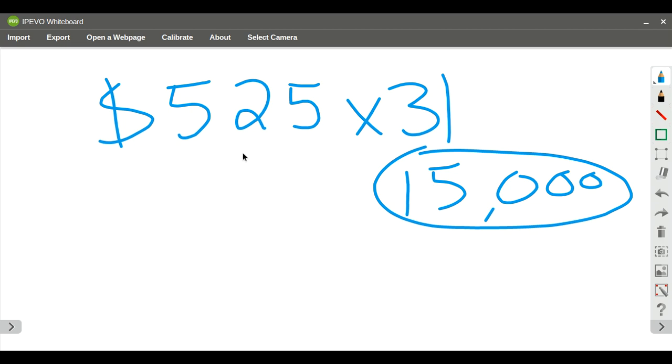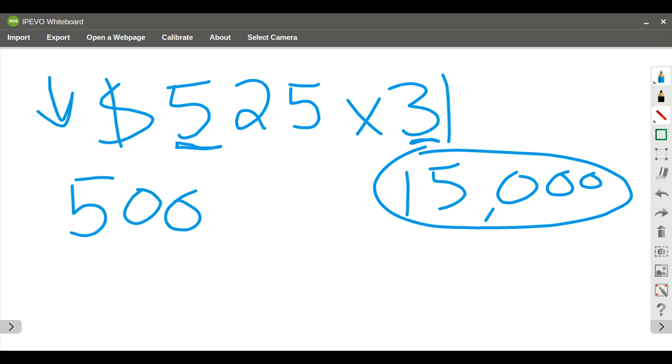So I'm going to go ahead and use rounding. And here, to make it easy, I'm going to round to the nearest hundred. When I have a 3-digit number, I want to make it as easy as possible to multiply, so I'm going to round to the nearest hundred. And when I have a 2-digit number, I'm going to round to the nearest ten. So 525 becomes 500 because 25 is less than 50, so I'm going to round down. And I'm going to multiply that by 31.